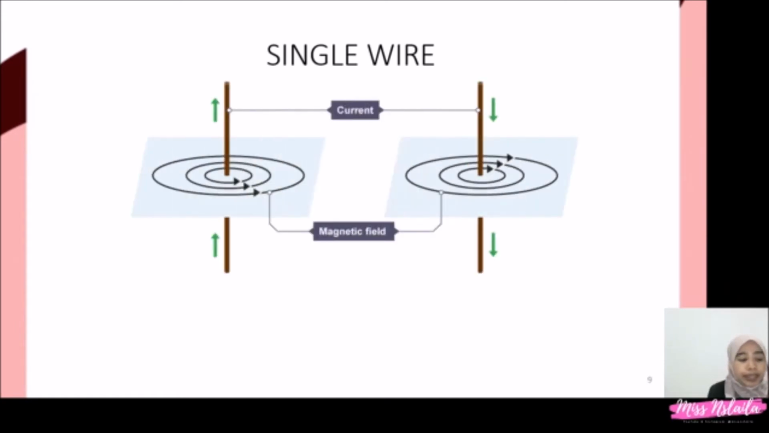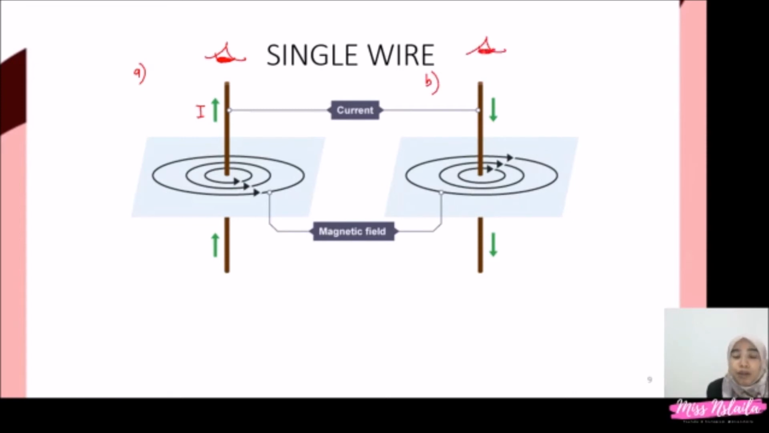So there are a few cases. Let's say we use a single wire, only one wire. Take the first example, diagram A. Let's say our eyes are here and the direction of current is like this. From the upper view, we will see that the current comes out of the paper. So you can use your right hand rule to determine the direction of magnetic field. And in the second diagram, the direction of current is into the page.